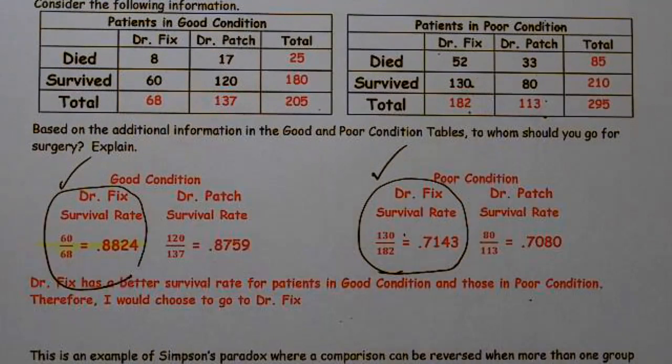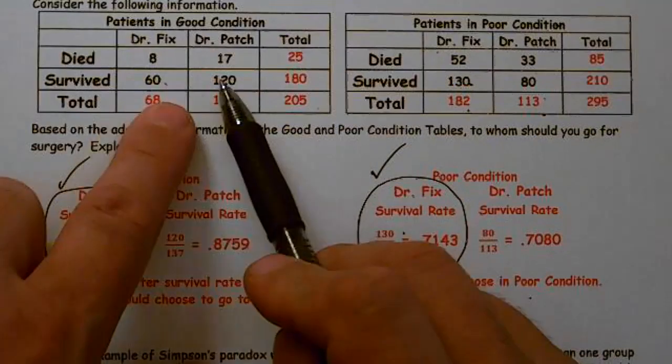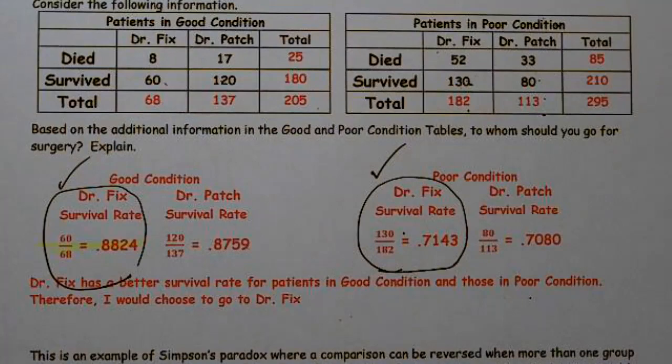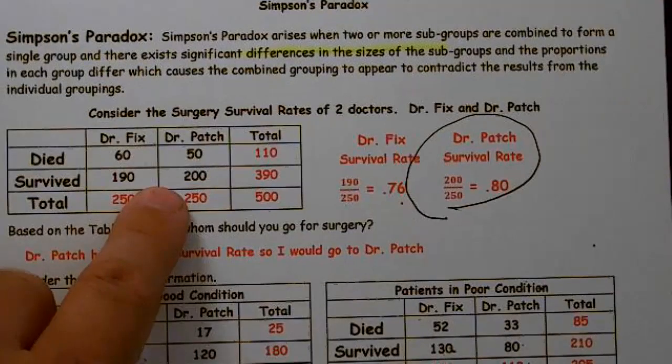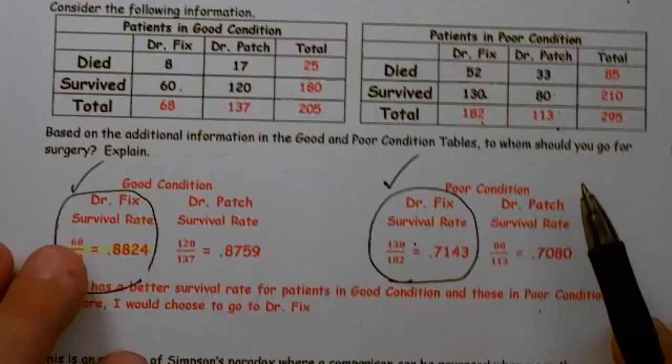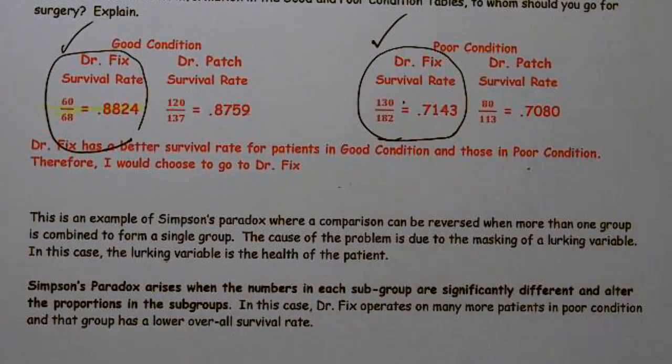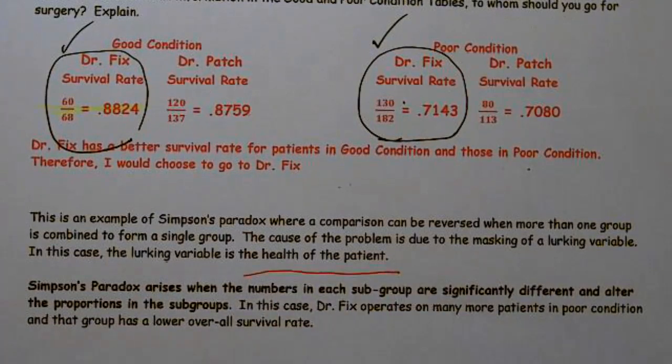And because those table values differ so much from one quantity to another, this is twice as much as this, and this is a lot larger than that, it appears up here Dr. Patch is better, but down here we go, oh, you know what, Dr. Fix is clearly better. So this is an example of Simpson's Paradox. The cause of the problem is due to a masking or lurking variable. And in this case, the lurking variable happens to be the health of the patient, right? The health of the patient is a lurking variable here that drives it.